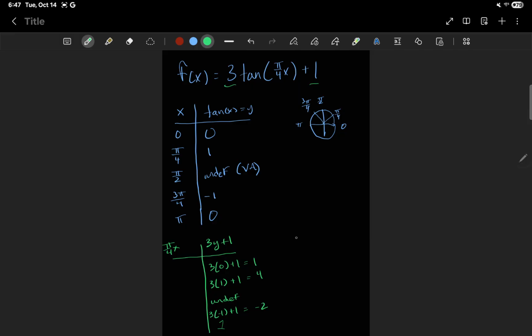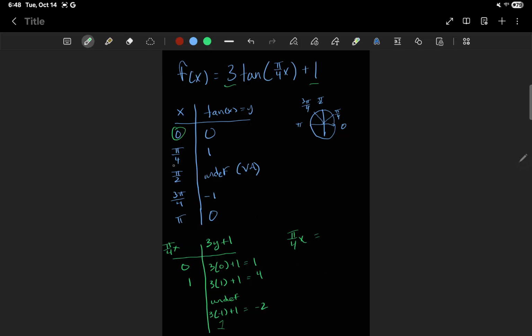Now let's do our x values. We have pi over 4x. We set it equal to our first one, equal to 0. Divide by pi over 4, that tells us x is 0. So there's our first x value. Now we move to our second. So pi over 4x is equal to pi over 4. Divide by pi over 4, that tells us x is equal to 1. Okay.